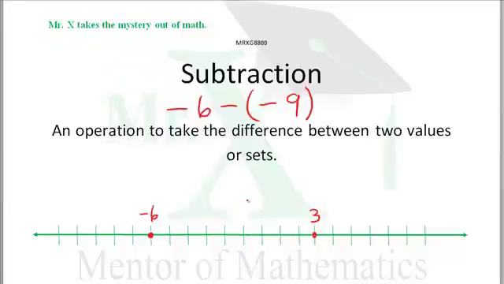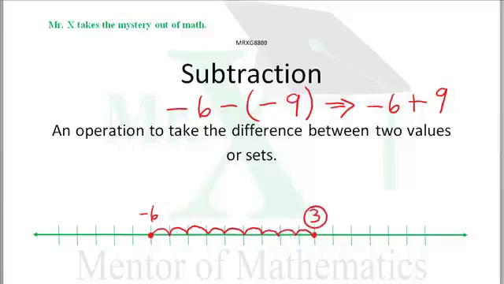Again, a lot of folks would say, here's how we visualize negative 6 minus negative 9. We say when we subtract a negative, it's like adding the positive. So we think of this as negative 6 plus 9. And that's fine. So we're going to add 9 to the negative 6 and go 1, 2, 3, 4, 5, 6, 7, 8, 9, and we end up at positive 3.